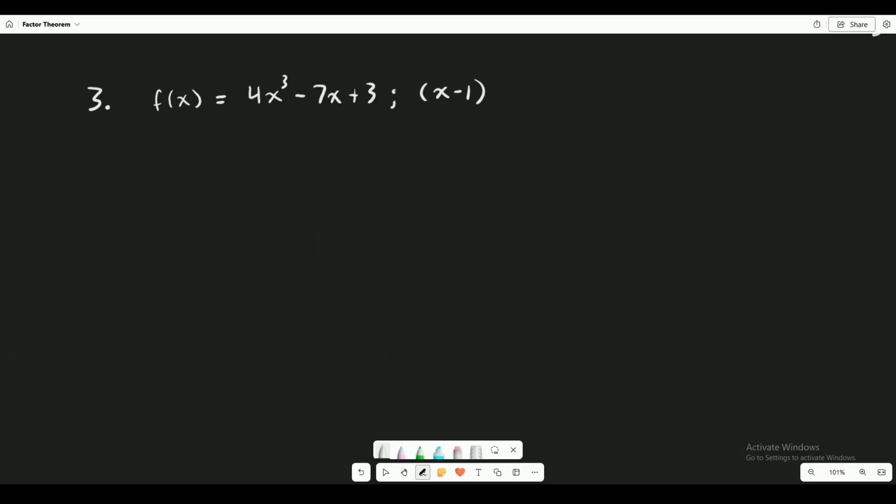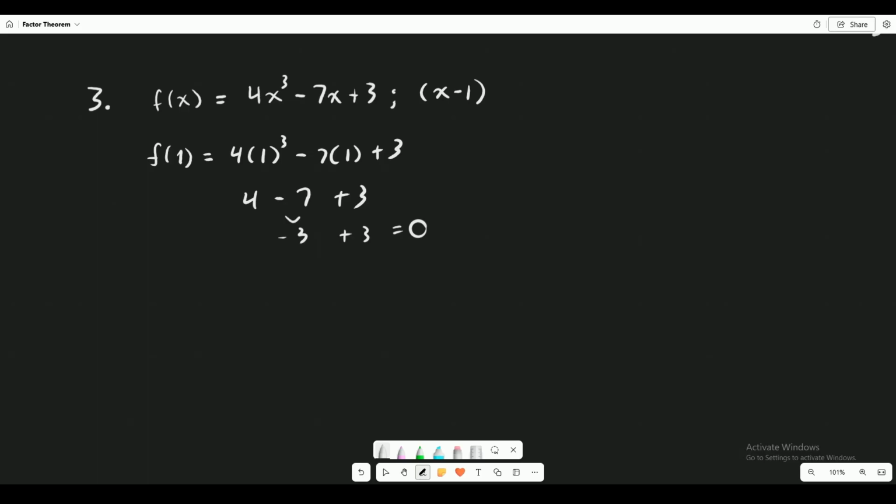All right. By the factor theorem, this is a factor if and only if f of k is equal to 0. In this case, k is equal to 1. So f of 1, if this is 0, then x minus 1 is a factor by the factor theorem. So 1 cubed minus 7 times 1 plus 3. 4 minus 7 plus 3, negative 3 plus 3, we get 0. So x minus 1 is in fact a factor. Okay?